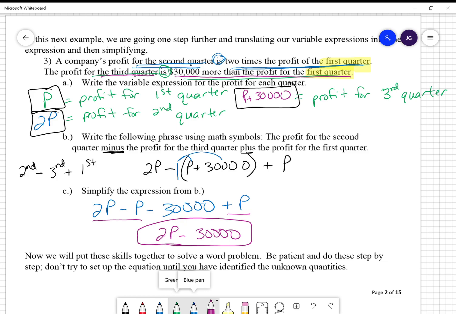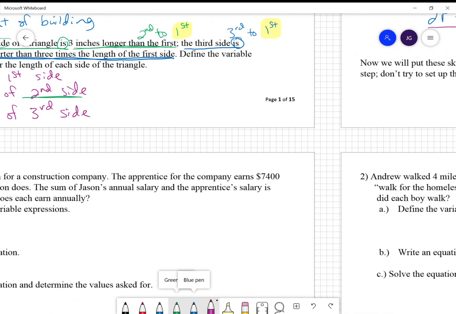All right, now we're going to put these skills together to solve a word problem. If you are already comfortable doing these, you don't have to be so particular in writing everything down. But if you're not, please do it this way because it will really help you when you keep going. All right, next page.